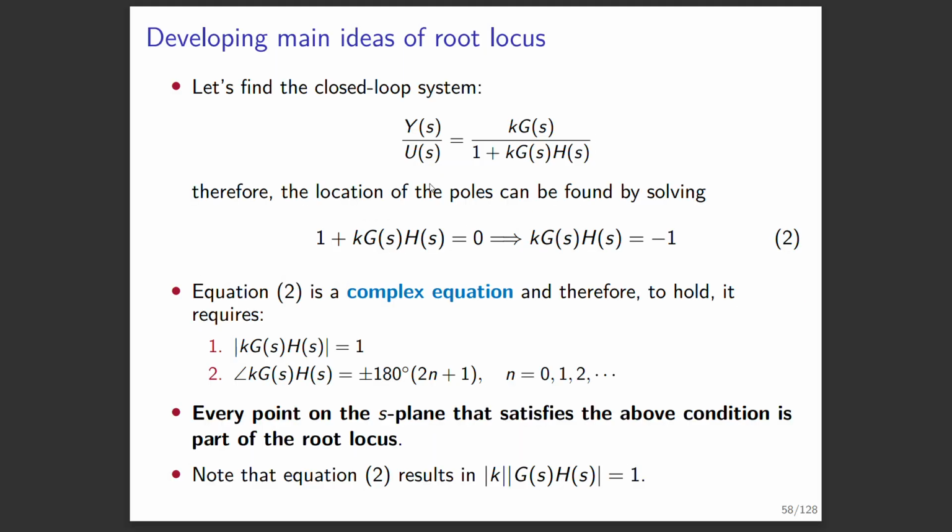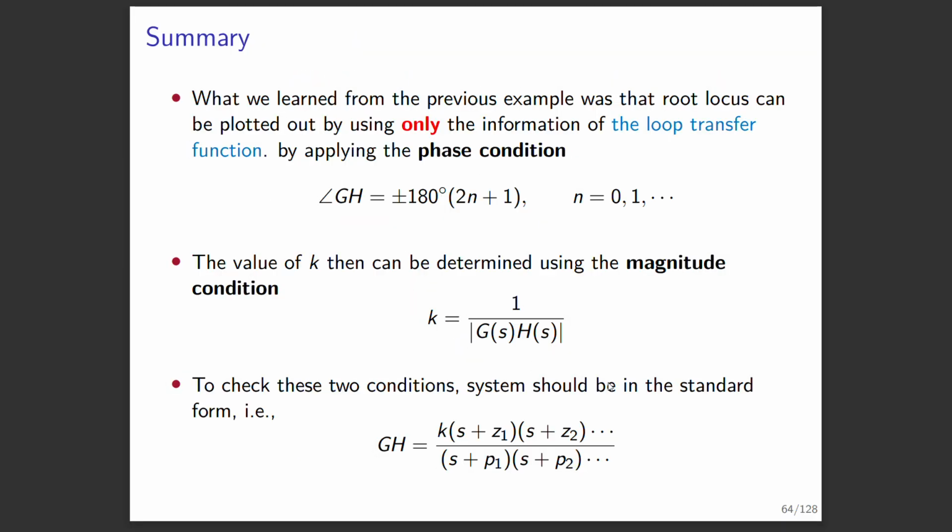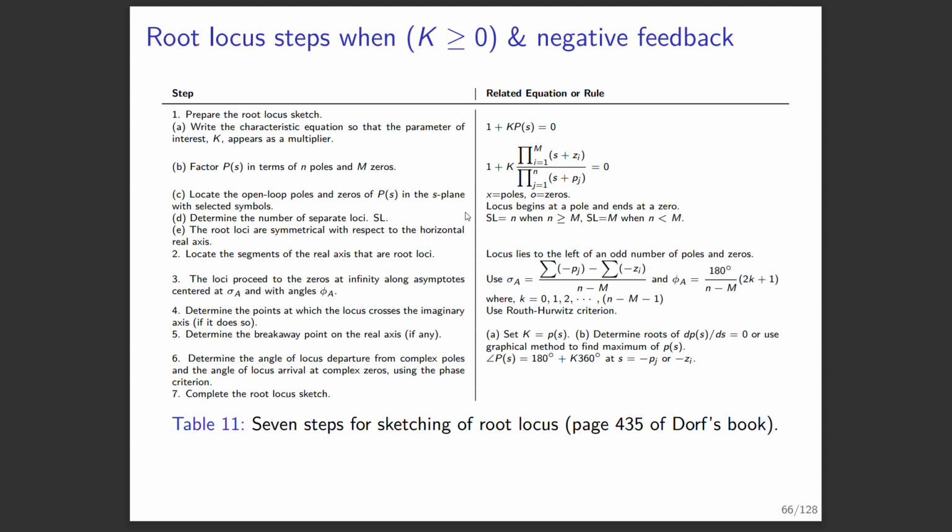What that tells me is that if I'm given a problem like this, I never really need to check the first condition because I don't know K. So I can find some K that satisfies this condition. The only condition I need to actually check is the second condition. And that is the base for root locus. So we only need to check the phase condition. What we only need to check is that the angle of G times H is 180 degrees times 2n plus 1. Okay. So that gives us root locus.